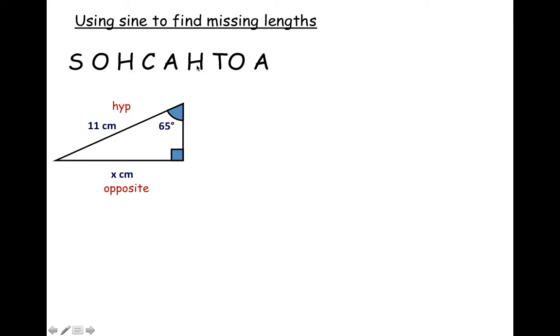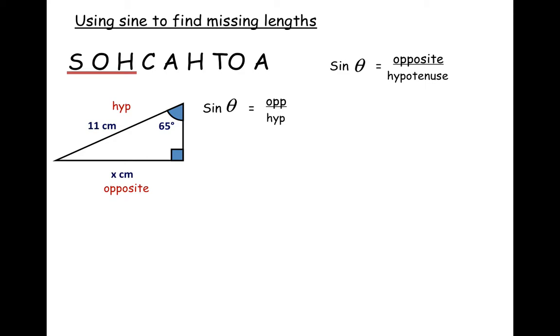So you then look at SOHCAHTOA and see which one has an O and an H, which is then your sin relationship. So you write down your sin relationship, which is sin theta equals opposite over hypotenuse. You plug in the numbers where they need to go. So sin 65 degrees equals your opposite, which we don't know, which we are representing as x, and your hypotenuse is 11.